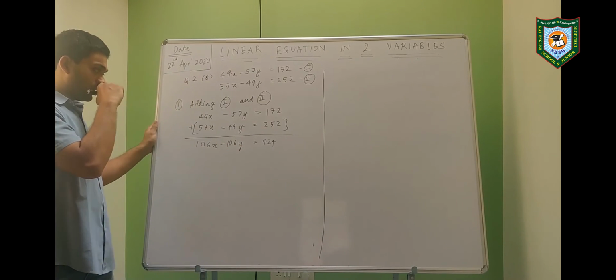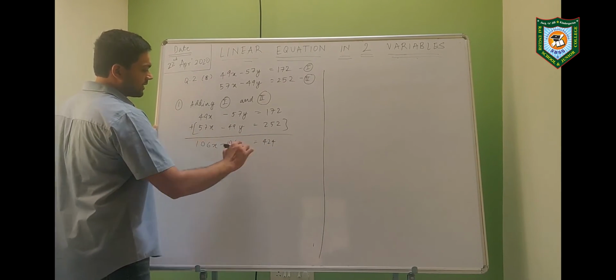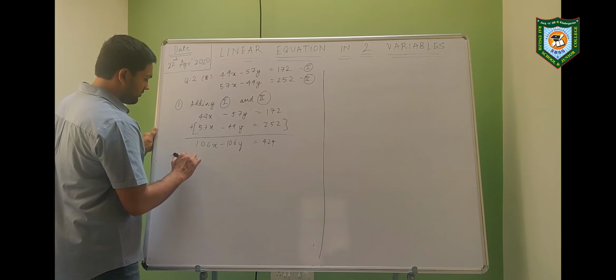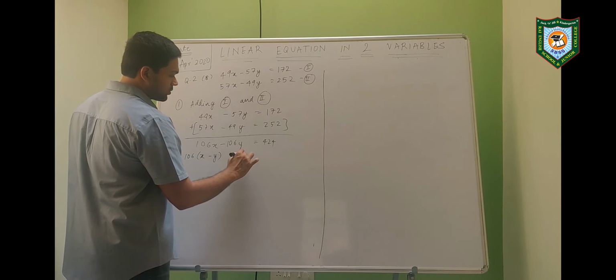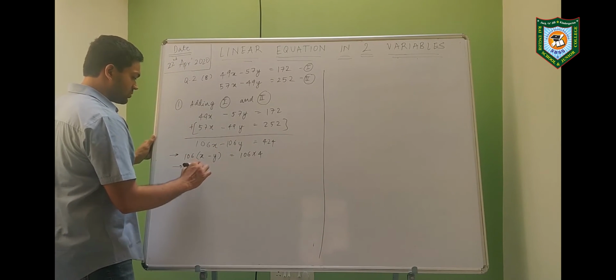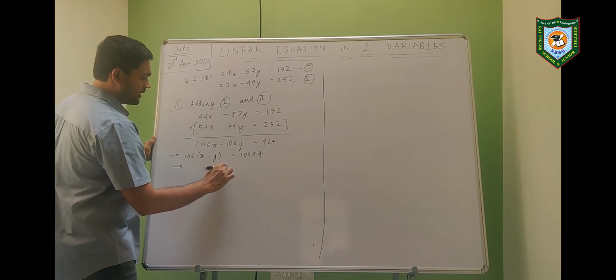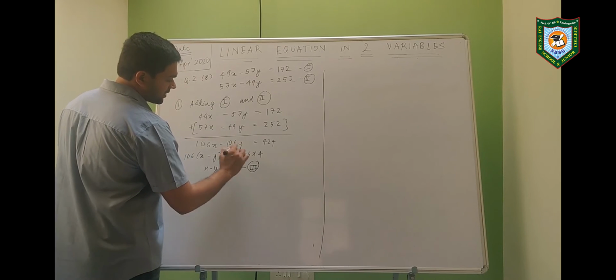Once you start calculating, 106 times 4 is 424, so I can cancel out 106 after I take 106 common. This is x minus y is equal to 106 times 4. 106 cancels, so I have an equation x minus y is equal to 4. This is my equation number 3.